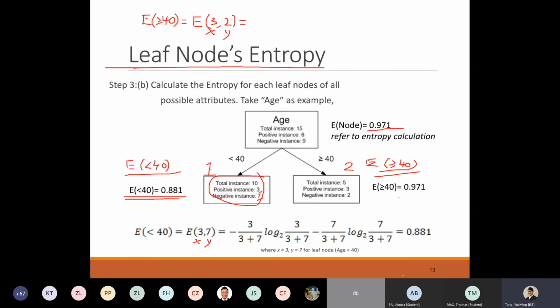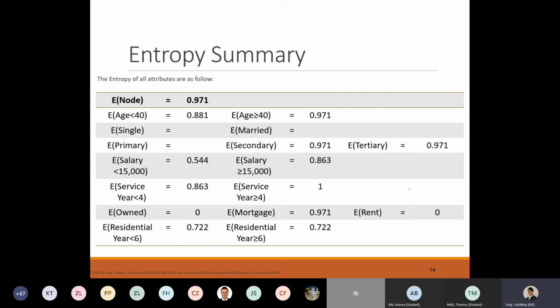Okay, very good. All of you got the same answer. The entropy for larger or equal to 40 is 0.971. After you calculate, as mentioned before, the wood entropy value is equal to 0.971. This is the wood entropy.